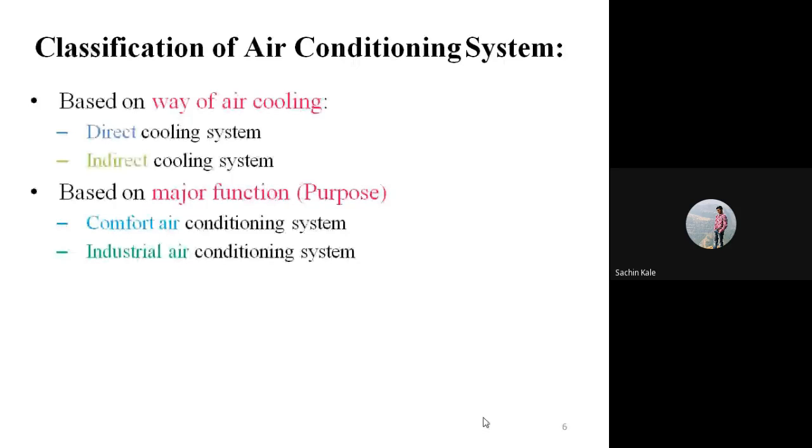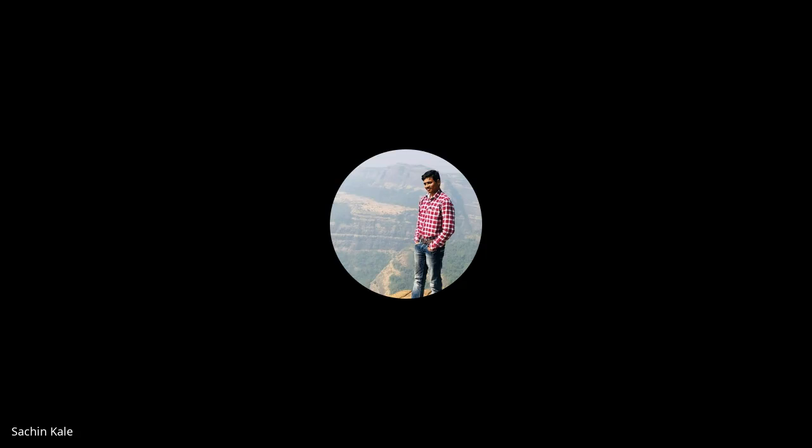So here, in case of industrial air conditioning system, our main intention is to obtain proper working of machines, as well as proper research and manufacturing processes. For that purpose, we are controlling the temperature as well as relative humidity of air. That process will be called the industrial air conditioning system. So that will be the second classification.